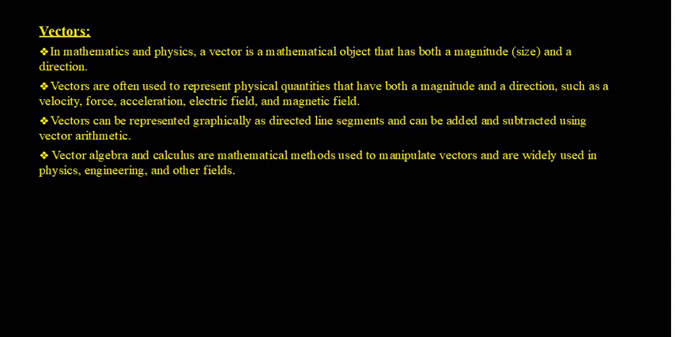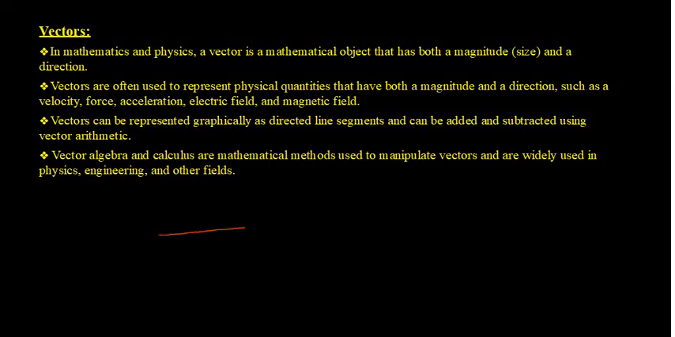Now, how do we represent vectors? Usually we can represent vectors as a kind of line. It's a line segment that has a tail and has a head, which always has the arrow representing the direction of this vector. Now, let's say I'm drawing a velocity vector here. I will put a v, and usually we put a small arrow on top to say this is a vector quantity.